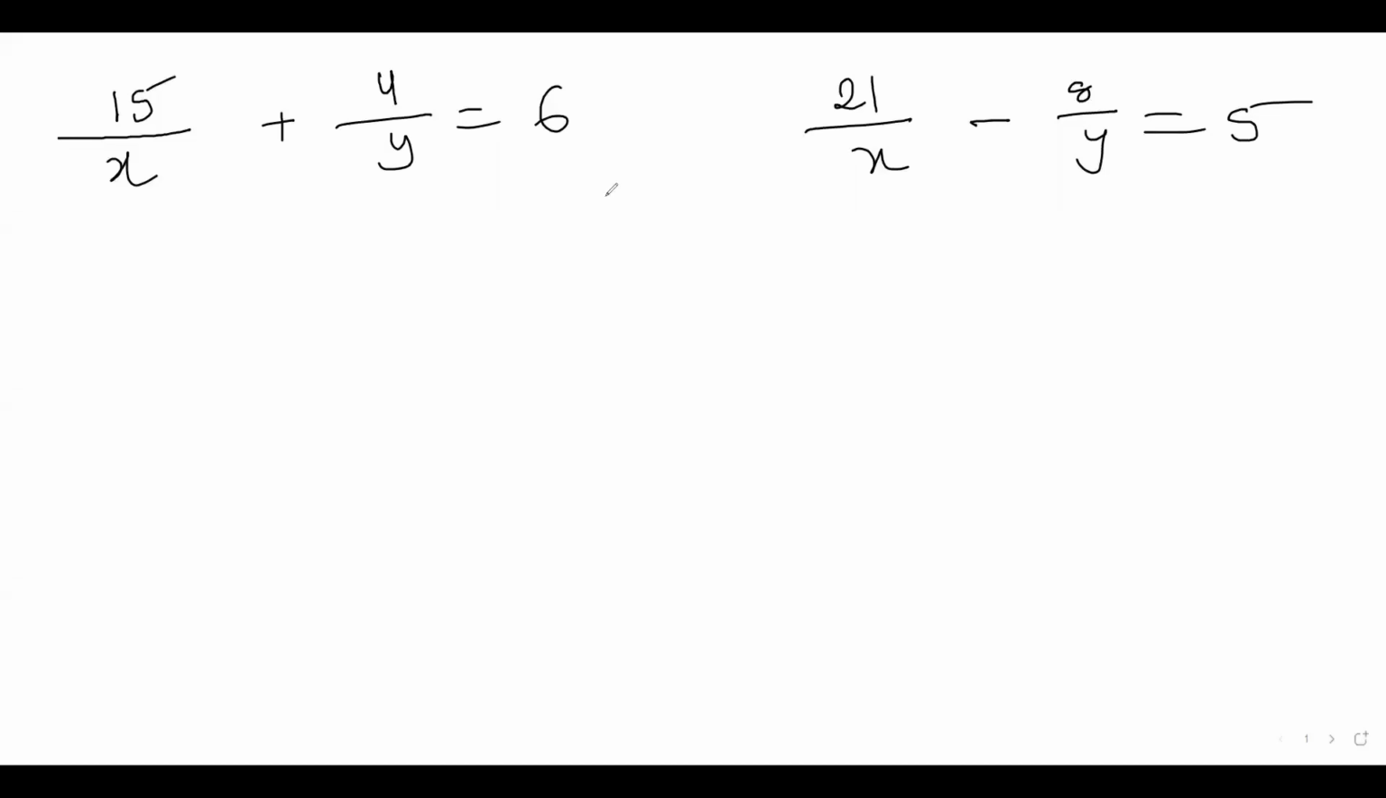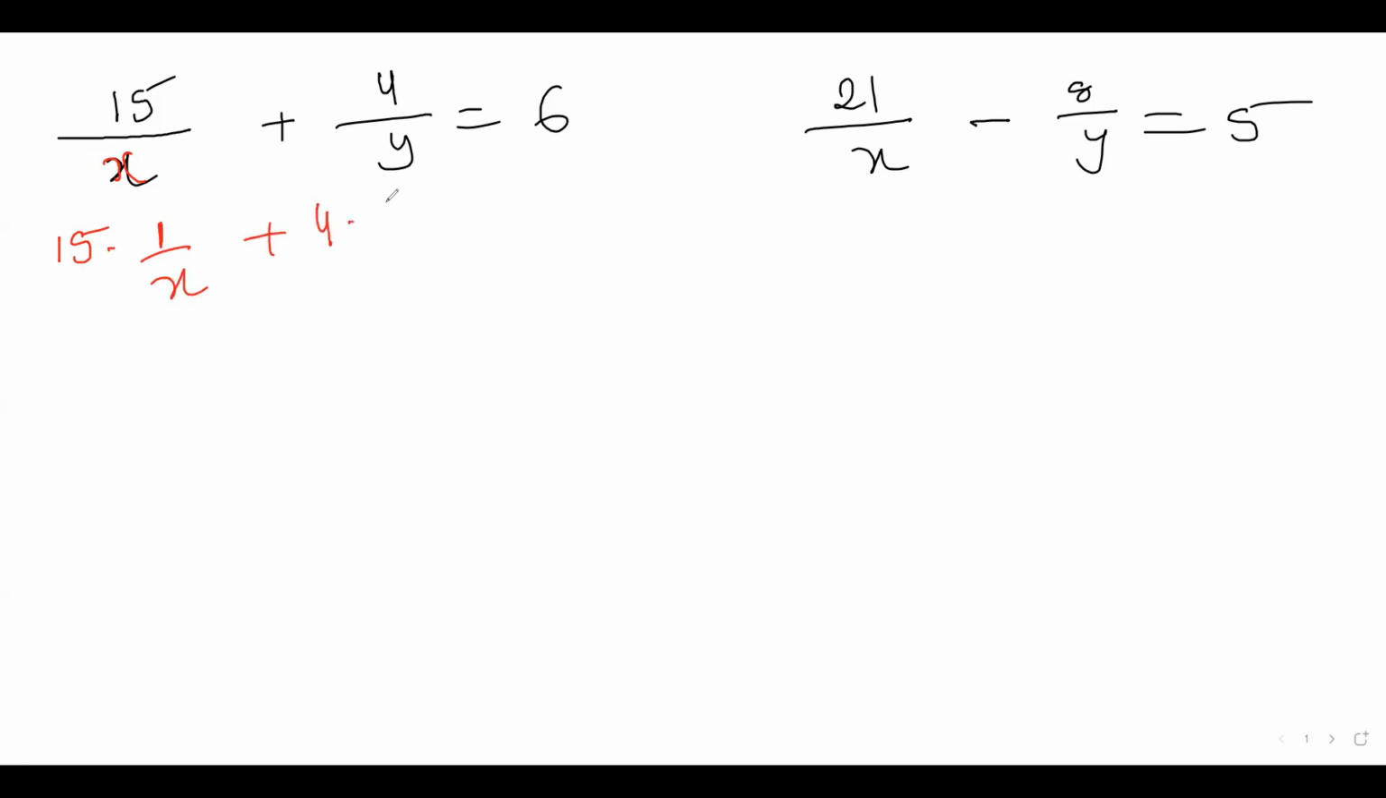The next question is 15 by x plus 4 by y is equal to 6, 21 by x minus 8 by y is equal to 5. First of all, student should understand that the variables are in the denominator. You are not supposed to take any sort of LCM. Directly convert the equations into A and B. Modify the given equation.